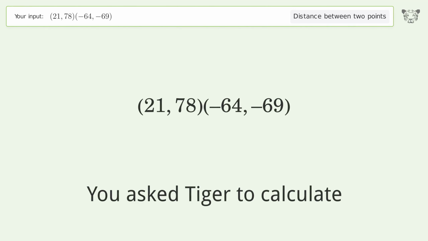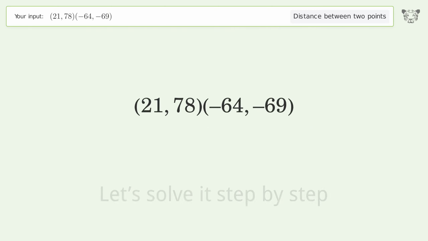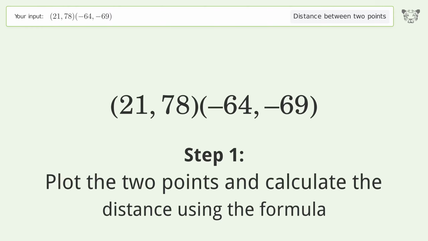You ask Tiger to calculate. This deals with the distance between 2 points. The distance between the 2 points is the square root of 28,834 or 169.806. Let's solve it step by step. Plot the 2 points and calculate the distance using the formula.